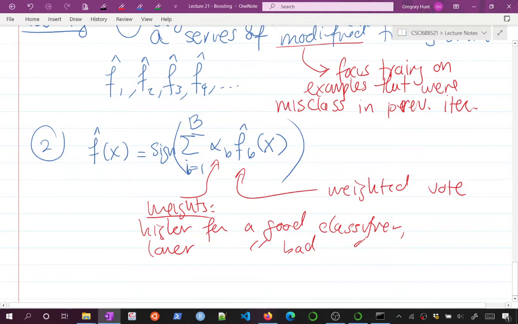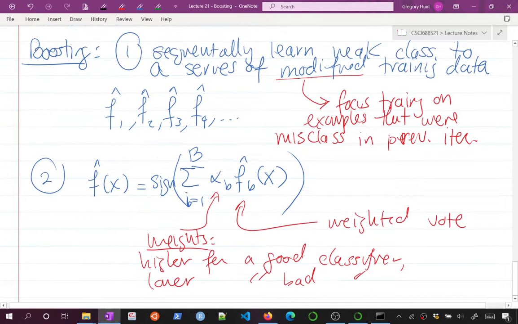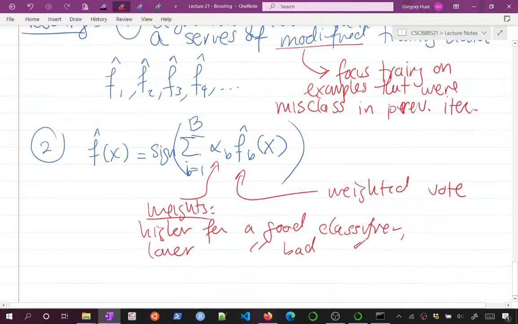So I'm basically fitting in a weighted way, not only in each iteration, but then my final classifier is going to be a weighted vote, weighted based on the accuracy of those constituent classifiers.